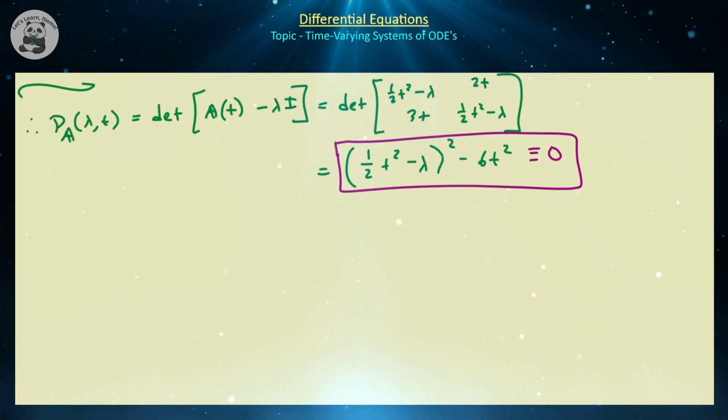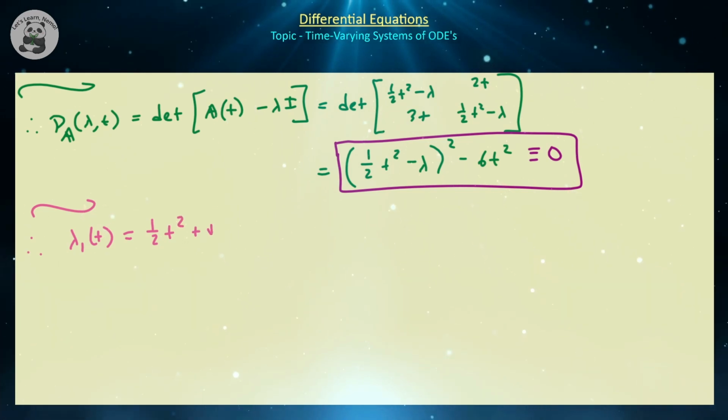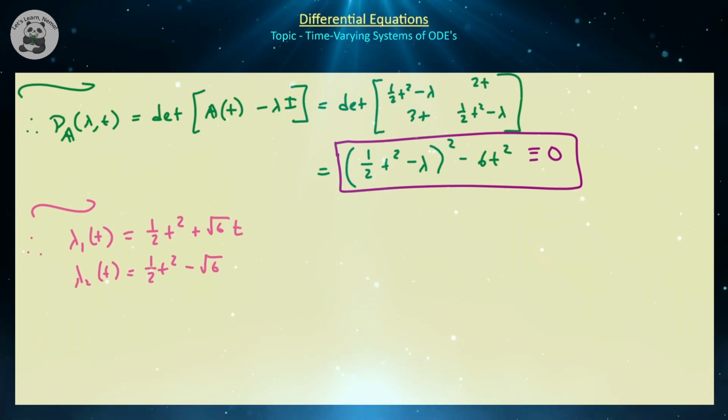You might be able to solve it just by looking at it, but I'll just specify them here in case you can't. So lambda 1, and let's actually just call it lambda 1 of t, will be equal to 1/2 t squared plus the square root of 6t, and lambda 2 of t will be equal to 1/2 t squared minus the square root of 6t. Right? So those are the eigenvalues. Then you're going to plug these lambdas into those equations, and you're going to find an eigenvector that solves that particular equation.